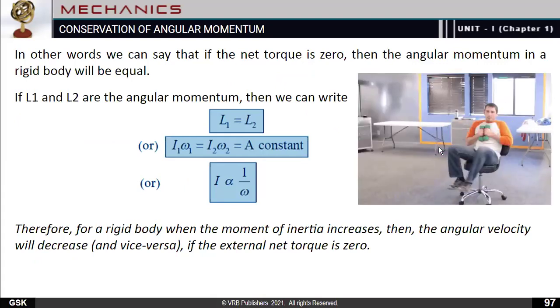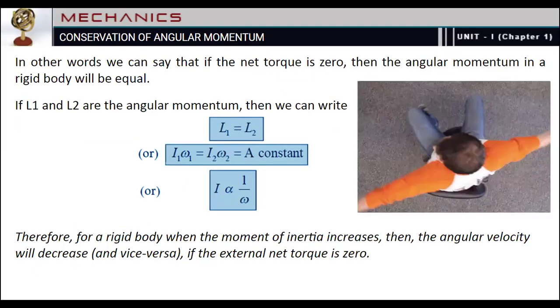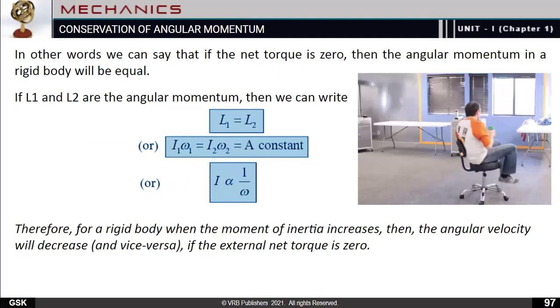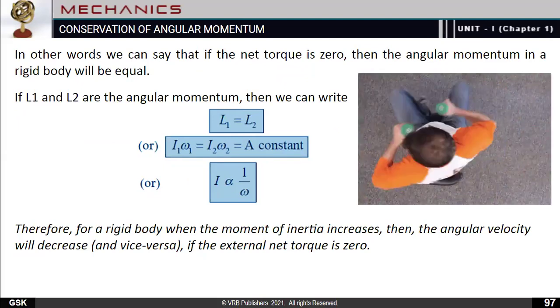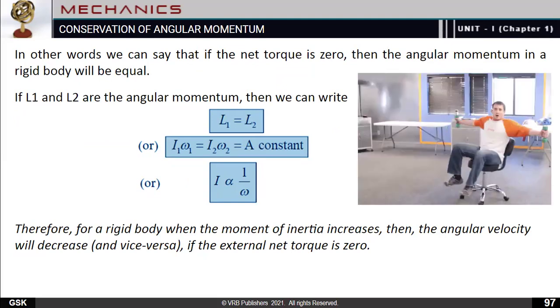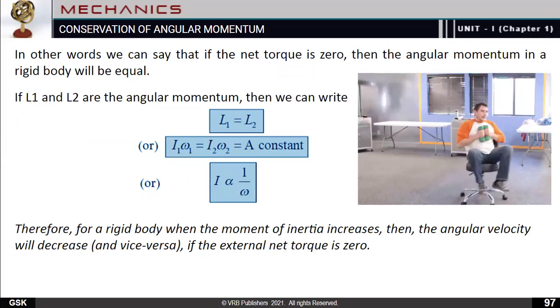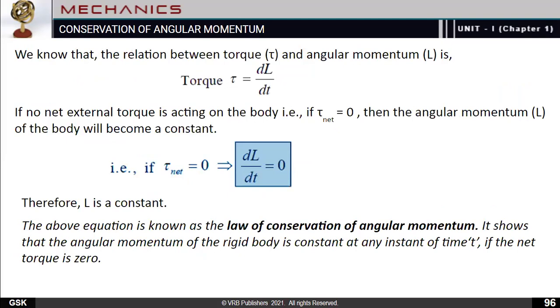So here I have explained in some other video what happens to the moment of inertia and angular velocity. They are interrelated, and I is inversely proportional to omega. If I increases, omega decreases. So we can prove this. So tau net is equal to 0, dL by dt is equal to 0, then L is a constant. This is called the law of conservation of angular momentum.